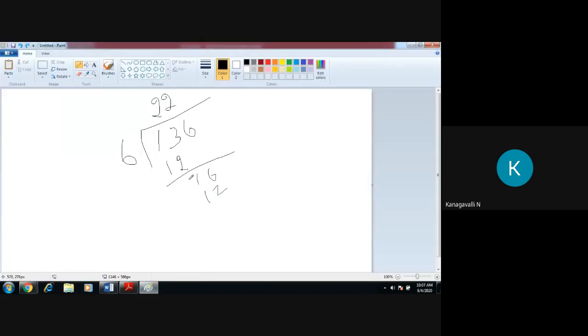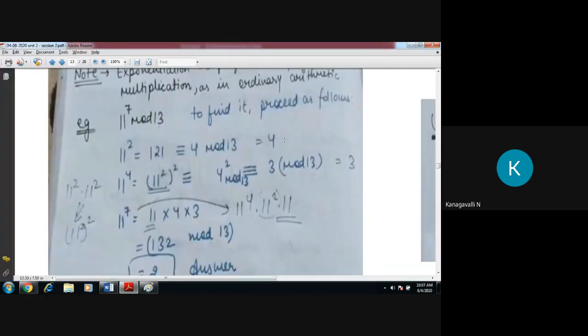121 mod 13. What is my answer? My answer is 4, right? Any doubt in this part? No, right? So see the second step clearly.